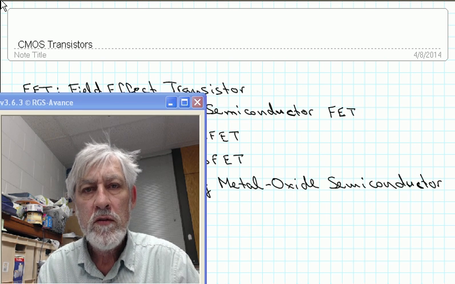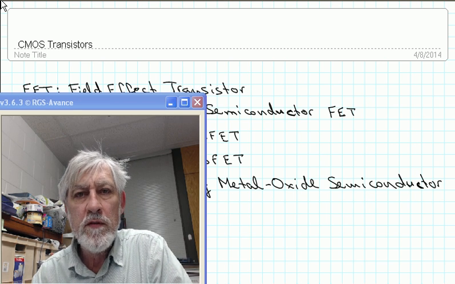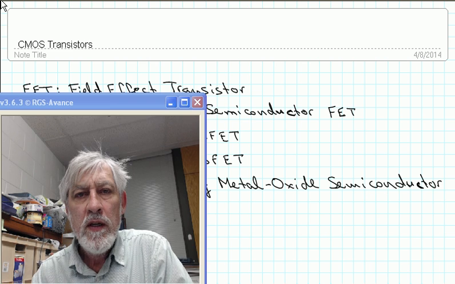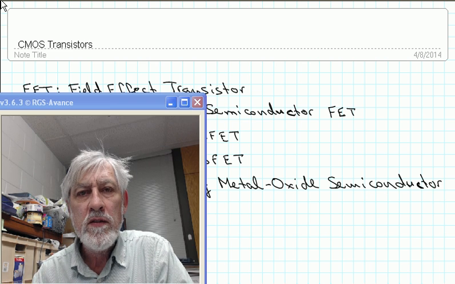In this video, we're going to take a look at the basic properties of field effect transistors and how such transistors in the form of CMOS can be used to implement digital logic.